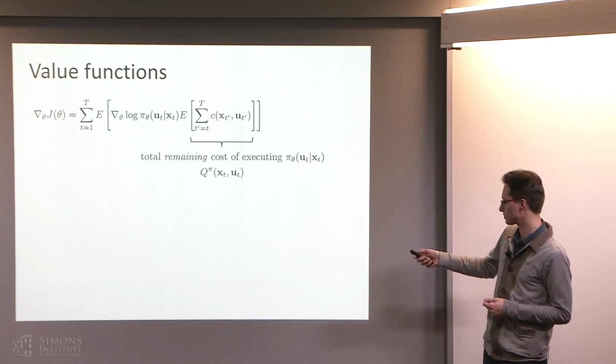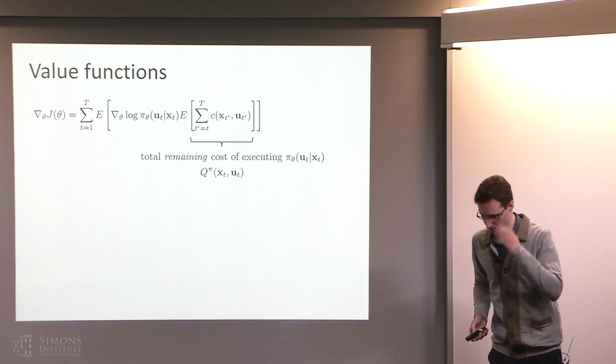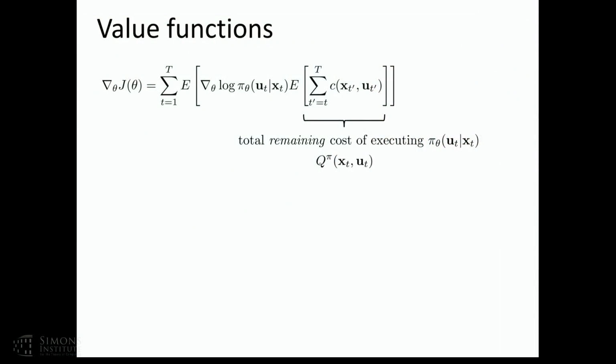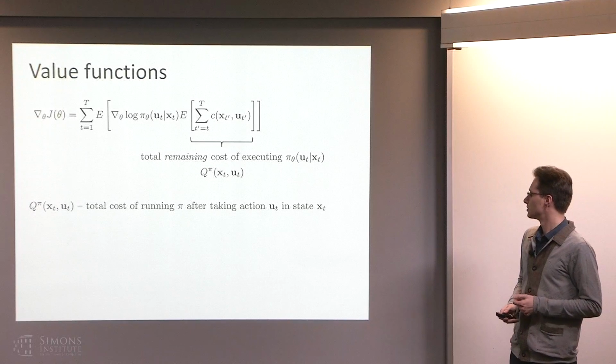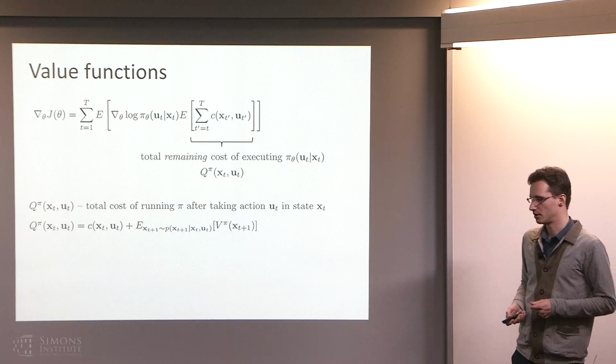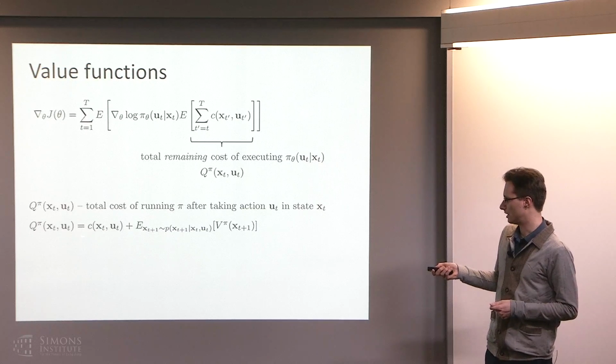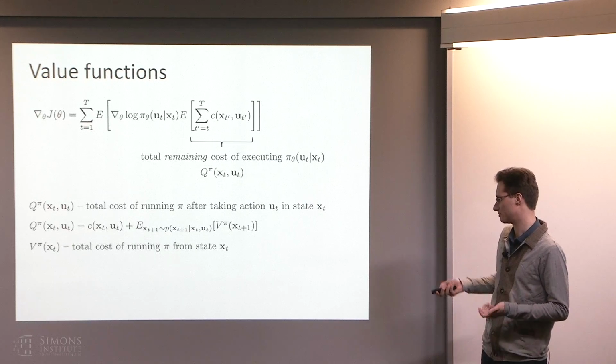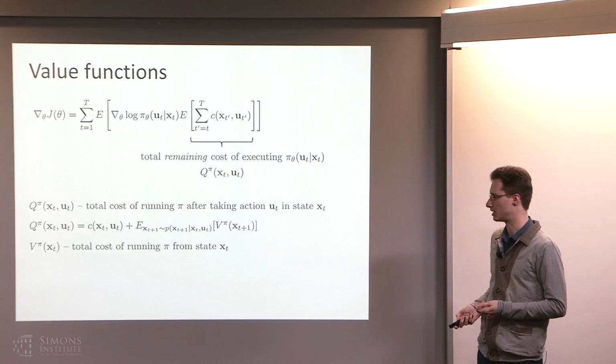And this expected cost is what's called the Q function. If earlier in the day you heard about the Q function, this is basically the same thing. The Q function is the cost that you'll incur if you take a given action in a current state and then follow your policy. Sometimes it's written as Q pi, just to denote that it's the Q function for a particular policy pi. So it's the total cost of running pi. And we can write the Q function in this form: it's the cost now plus the expected value function later, where the value function is the total cost if you start from that state.